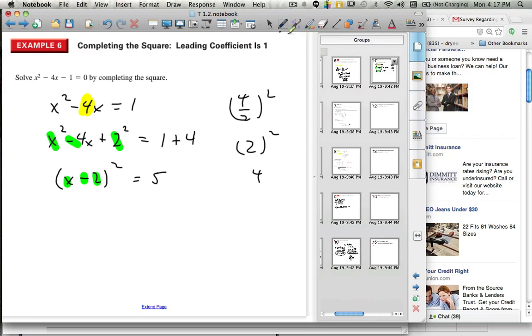Okay, the next thing I would want to do, now I'm in the first case, like I talked about before. I'm now in the first case where I have something squared that contains my variable equals everything else, and I'm going to solve by taking square roots. So x minus 2 would be equal to plus or minus the square root of 5. So x will be equal to 2 plus or minus root 5.